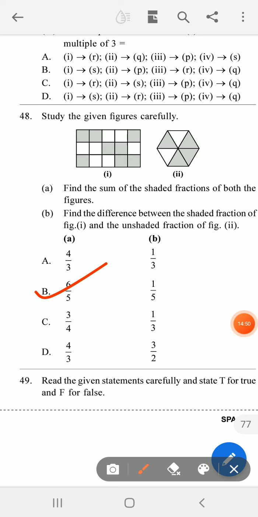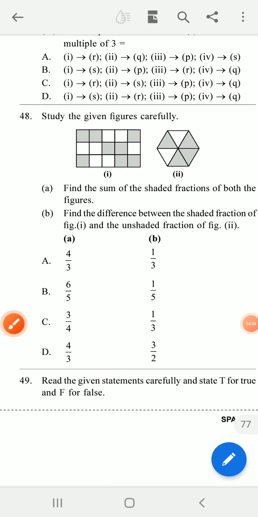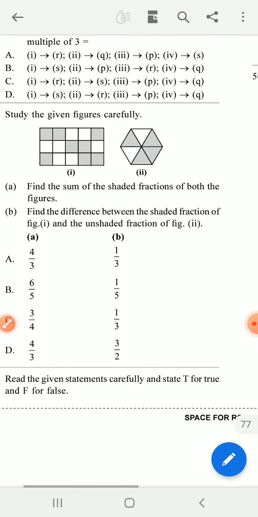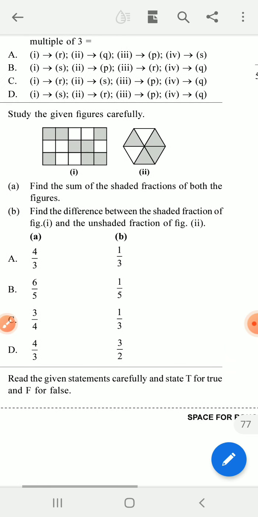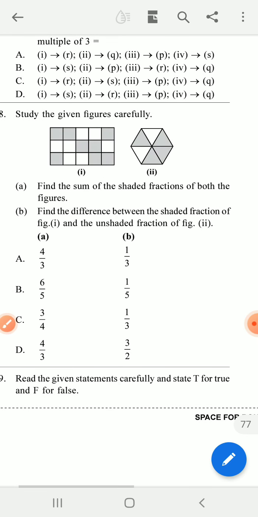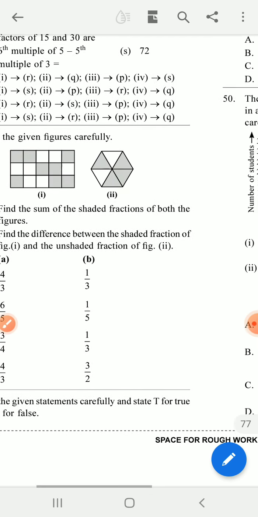B is the answer, so both answers are given. Find it out, very easy. Find the shaded part, find out the total number of squares, and find out the fraction: shaded by total. And you can find out the number of shaded parts in both the figures, and also unshaded by total. Unshaded by total you can find out.